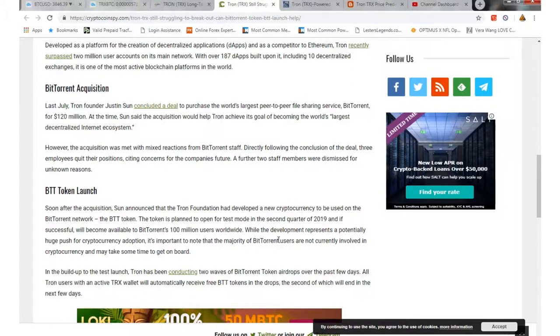I don't know. But in the build up to the test launch, TRON has been conducting two waves of BitTorrent token airdrops over the past few days.